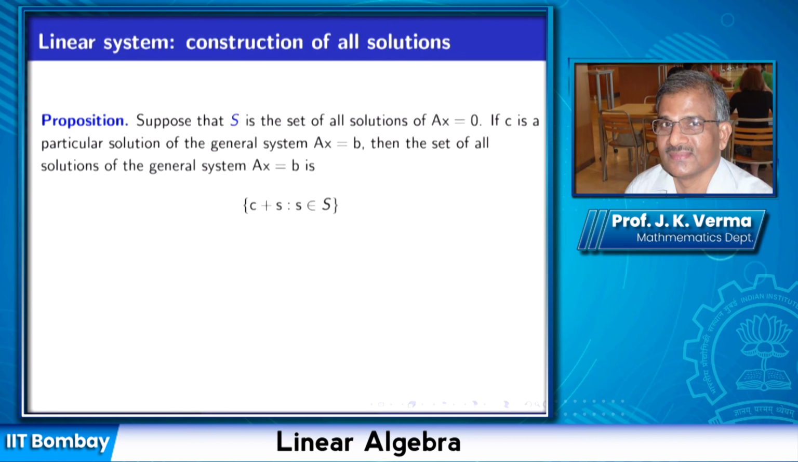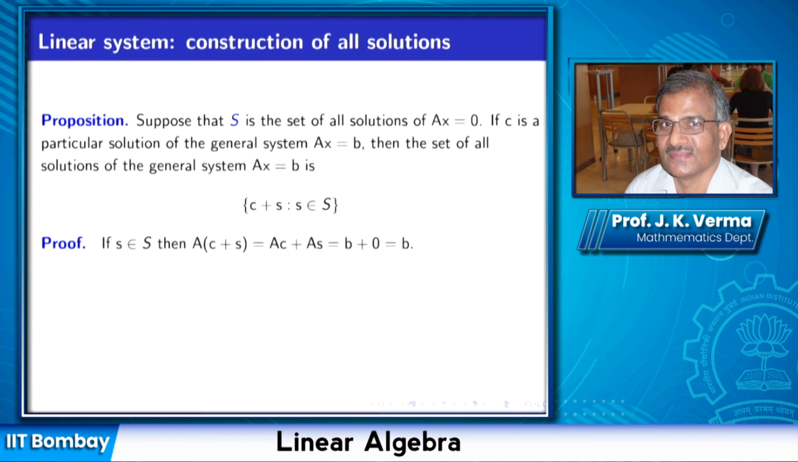So let us pick an element C plus S, where S is one solution of Ax equal to 0 and C is a solution of Ax equal to B. Then A times (C plus S) is AC plus AS. AC is equal to B because C is a solution of Ax equal to B, and AS equal to 0 because S is a solution of Ax equal to 0. And therefore A times (C plus S) is B, and that shows that C plus S is a solution of Ax equal to B. Now we prove the converse.